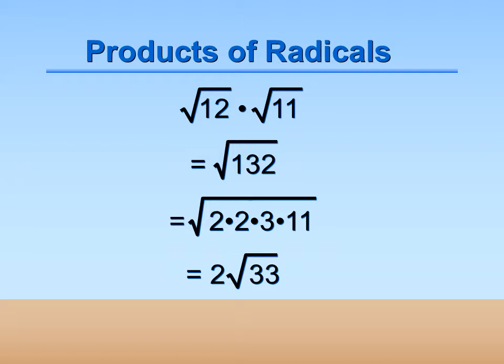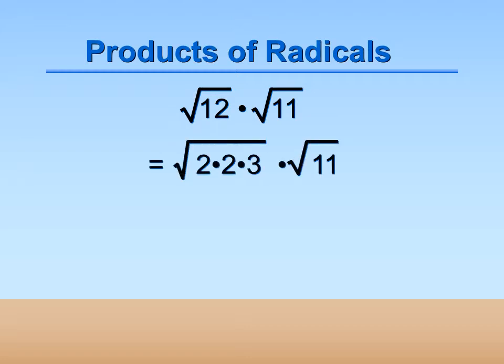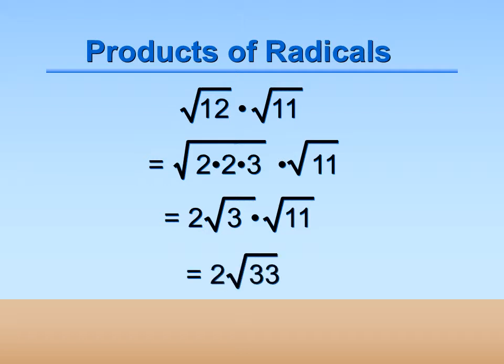That's simplified. Or, same problem, and let's simplify first and then multiply. So the 12 breaks into 2 times 2 times 3, but the 11 doesn't. So the 2 times 2 times 3, there's a group of 2 that we can pull out. So now we have 2 times the square root of 3 times the square root of 11. So the square root of 3 times the square root of 11 is the square root of 33. So notice that we get the same answer, 2 square roots of 33, but there were two methods to get that answer.